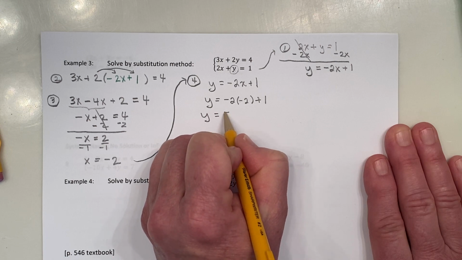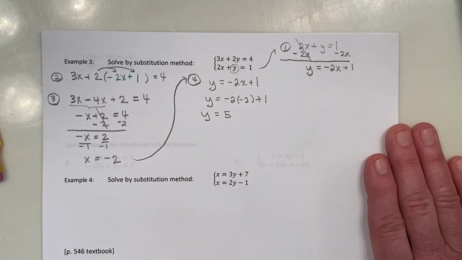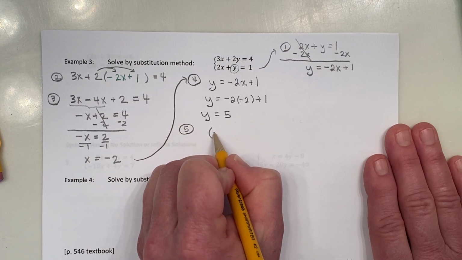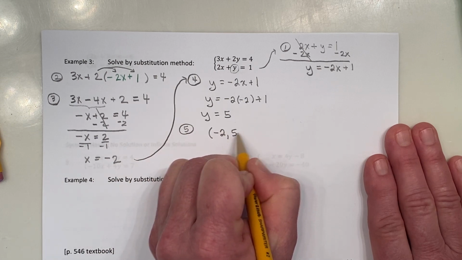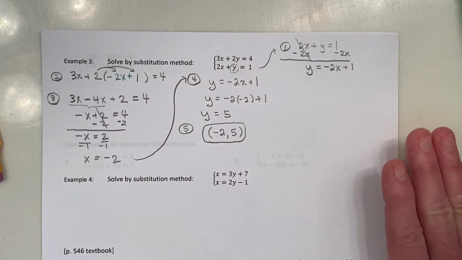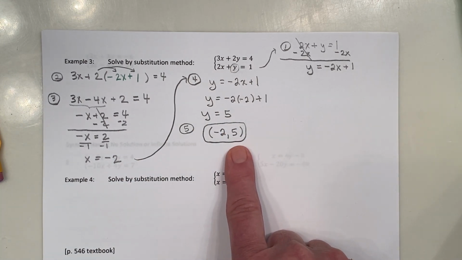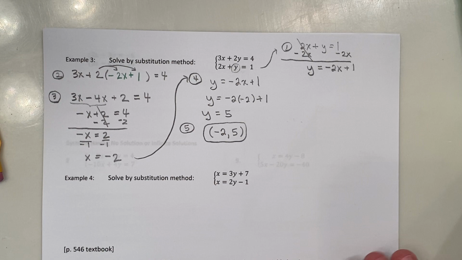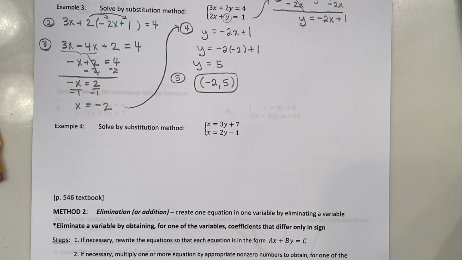That's 4 plus 1, so my y value is 5. And step 5 has us write the answer as an ordered pair. X comes before y, so this is my solution. And again, this is a consistent, independent answer because we only got one ordered pair that satisfies this system of equations. Example 4.